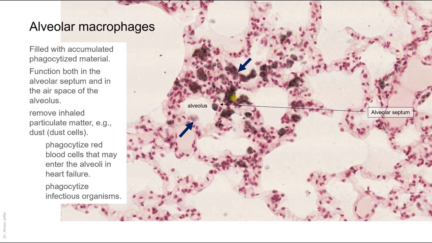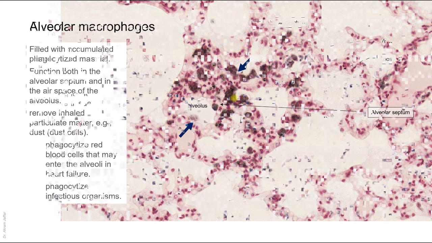Many of them remain in the wall of the alveolus throughout the individual's life, and they are responsible for the mottled appearance of the lung during dissection, especially in people who are smokers or city dwellers. Some of them also phagocytize red blood cells that might enter the alveoli in case of heart failure, and in this case they are called heart failure cells.